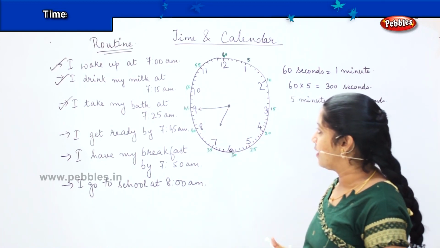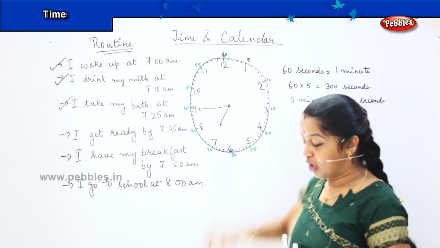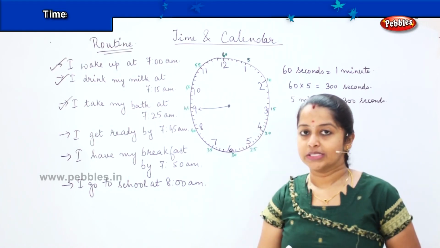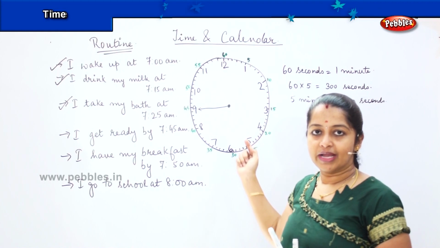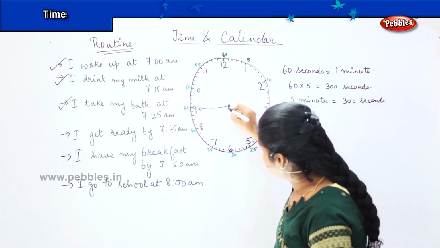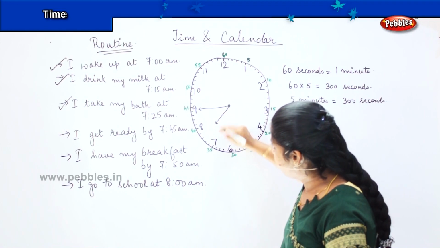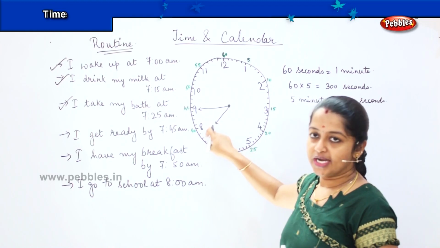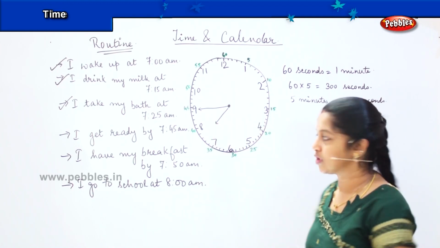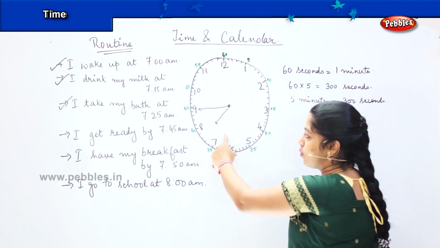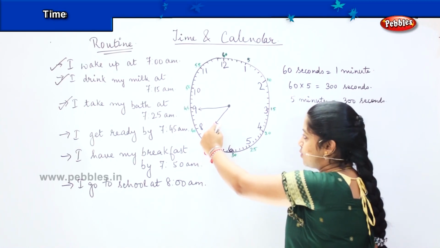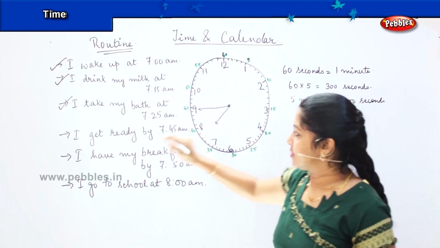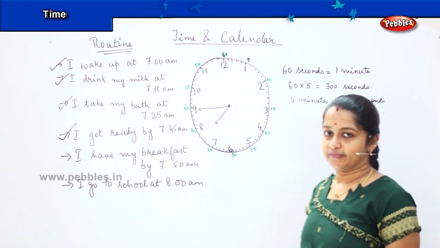And children, one more thing, when my big needle is moving, my small needle will also move. It will not stay fixed in one place, right? Because as I said, once it completes 60 minutes, our needle will go to the next one, right? So it will start slowly moving between 7 and 8. It will not move completely to 8. It will touch 8 only when this needle reaches 12. So now this needle will start slowly moving from 7 to 8 and will be in between 7 and 8. Okay. So now I get ready by 7:45.